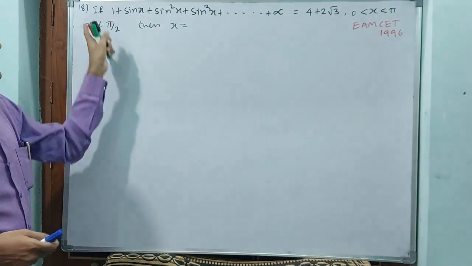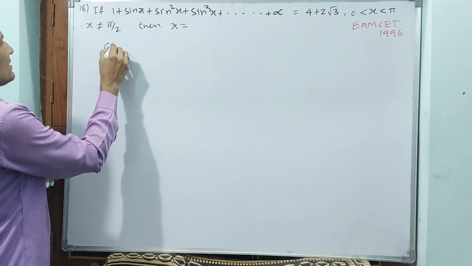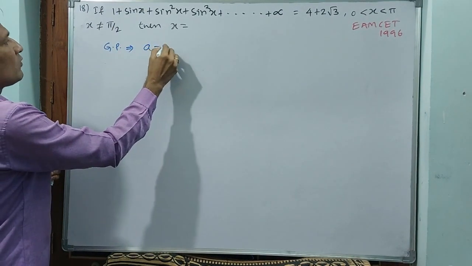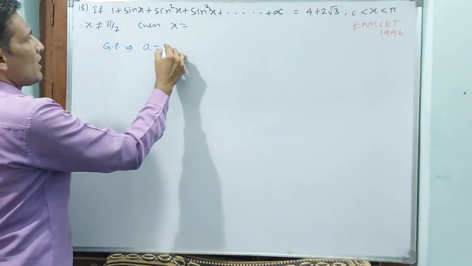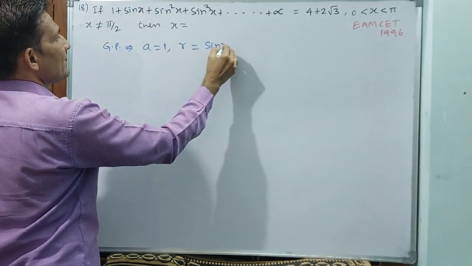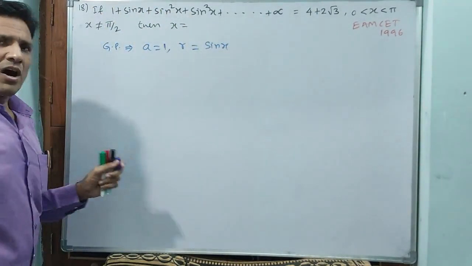See here, this is a geometric series, geometric progression. GP implies first term a is equal to 1, and common ratio r is equal to sin x by 1, that is equal to sin x. Sin square x by sin x, or sin cube by sin square, all are sin x.